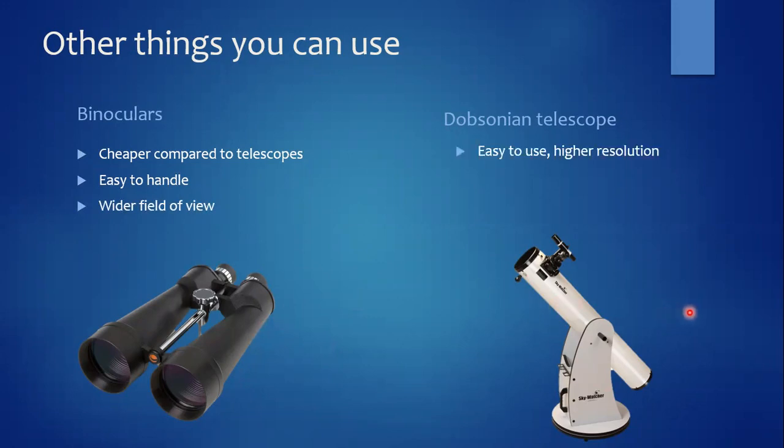And coming to Dobsonian telescopes, these are a popular type of telescopes that are used by people. They are relatively less expensive and offer a high resolution, although they can't be used for long exposure astrophotography because they don't have a tracking mount.